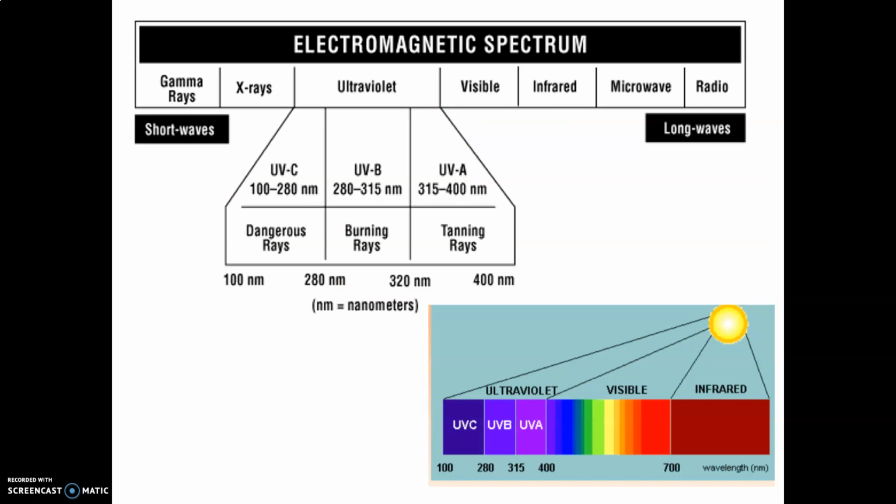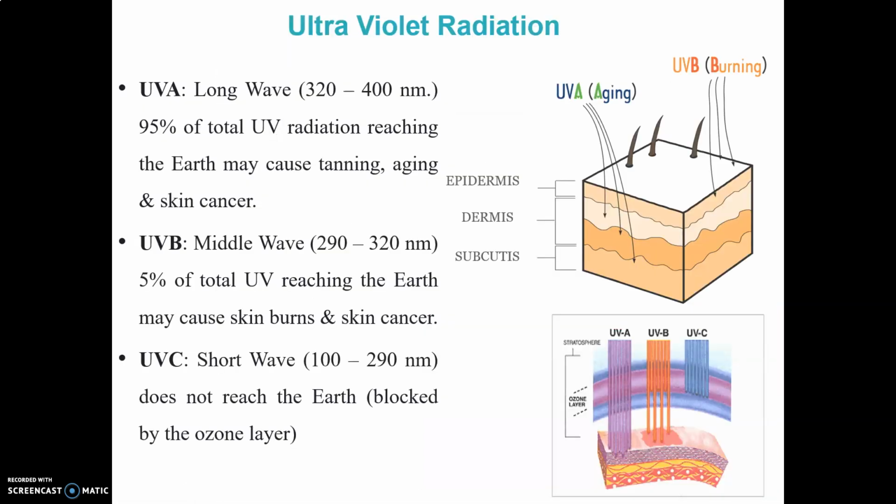This is the electromagnetic spectrum of light waves, which describes the entire range of light that exists, but here we are mainly focusing on ultraviolet radiation as it is responsible for sunburn and suntan. So what is UV radiation? Mainly there are three different types of UV radiation: UVA, UVB and UVC.